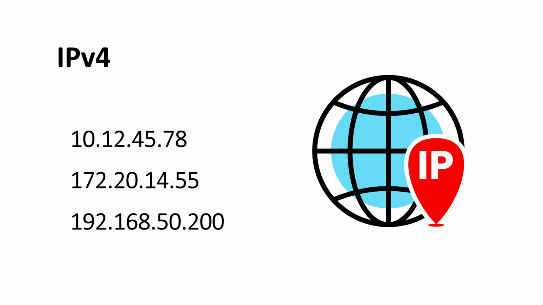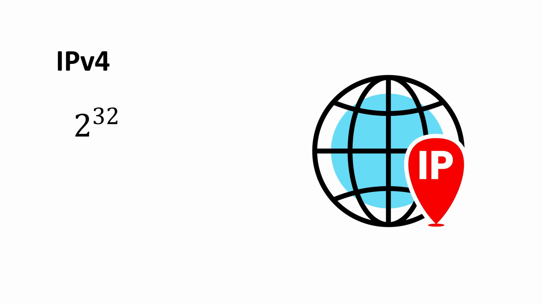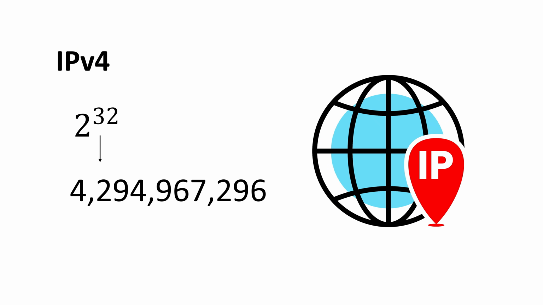It looks like this. It has 4 numbers separated by dots, and each number is called an octet. Why octet? Because IPv4 is a 32-bit address, and each octet is 8 bits. Oct means 8. Now, how many IPv4 addresses exist? Well, 32 bits mean 2 to the power of 32, which equals 4.3 billion addresses. Sounds like a lot, right?